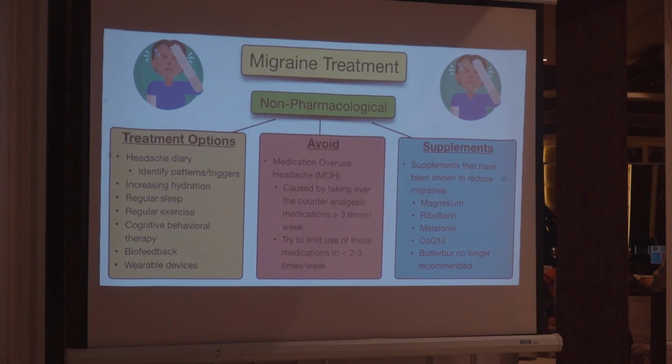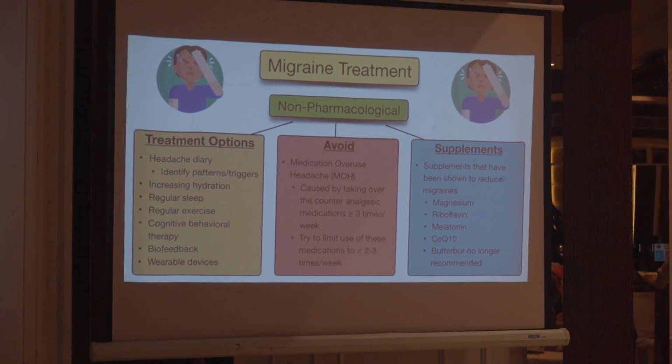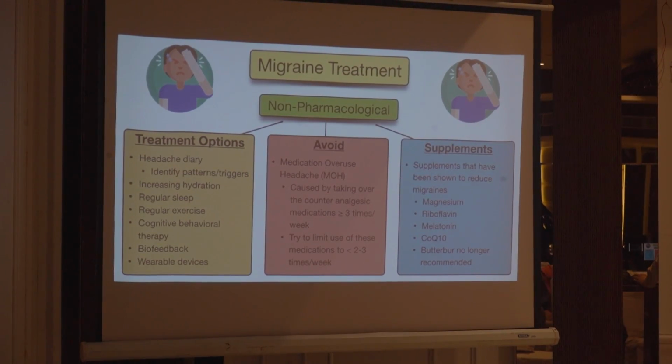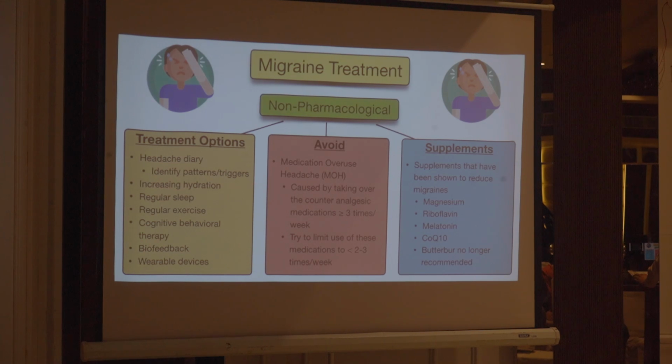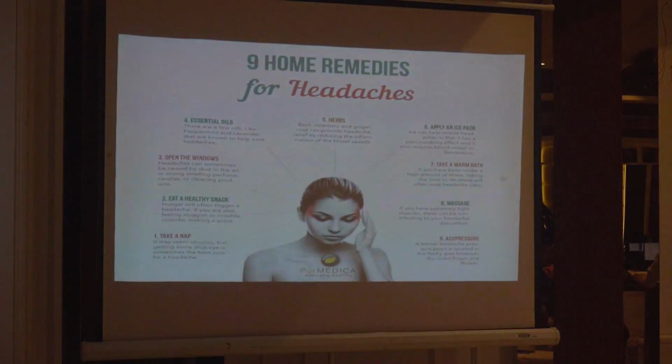There are certain other non-pharmacological treatments for migraine, such as maintaining a headache diary, increasing hydration, regular sleep, regular exercise, cognitive and behavioral therapy, biofeedback. Then avoid medication overuse. Do not use over-the-counter drugs too often. Then you can have certain supplements such as magnesium, riboflavin, melatonin. There are certain home remedies, essential oils, open your windows, eat a healthy snack, take a nap, certain herbal treatment.